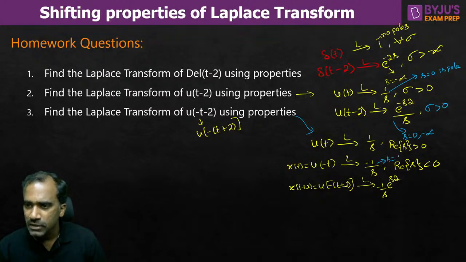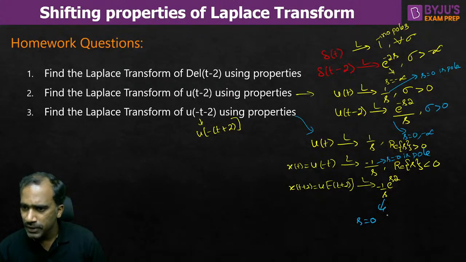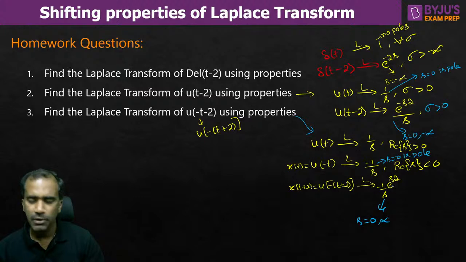The pole here is s equal to 0. We already know that. But a new pole is created. What is that? S equal to plus infinity. If you put s equal to plus infinity, then e power infinity becomes infinity. So the Laplace transform becomes infinity when you put s equal to infinity. You might see that it is infinity by infinity, so then you can apply L'Hospital. The total function will become infinity when you put s equal to infinity. So s equal to infinity is a new pole that is created.